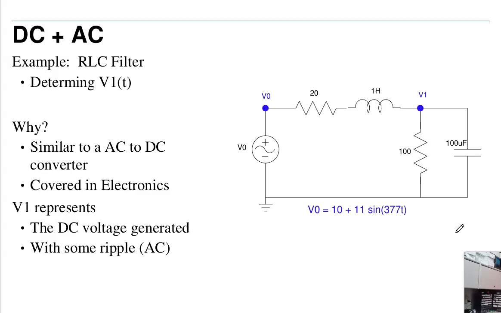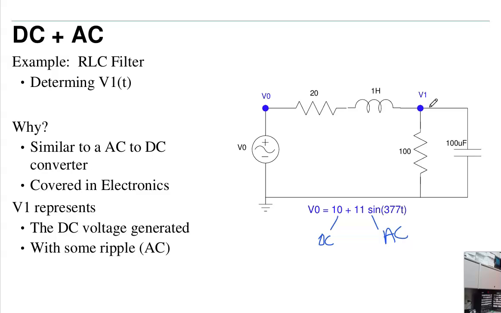So let's start out with, suppose I have a DC and an AC term. Here is kind of a generic circuit. I've got inductors, resistors, capacitors, a voltage source. Suppose the voltage source has a DC term and an AC term. How do you find V1?